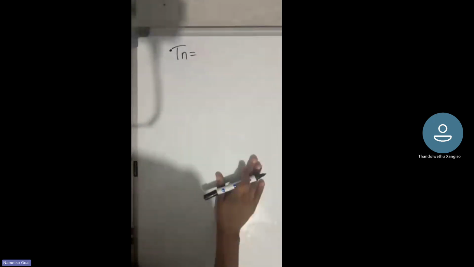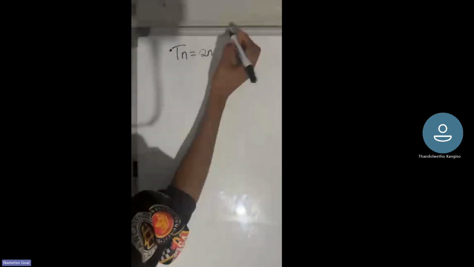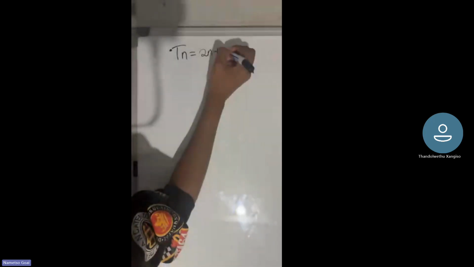Okay, now let's look at 2.1.2. So remember the general formula for this question, we got it as Tn. They're saying 2.1.2, we got our answer to be what? 2n plus 3, yeah, it was plus 3.